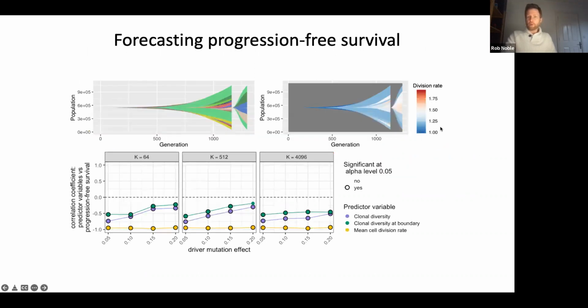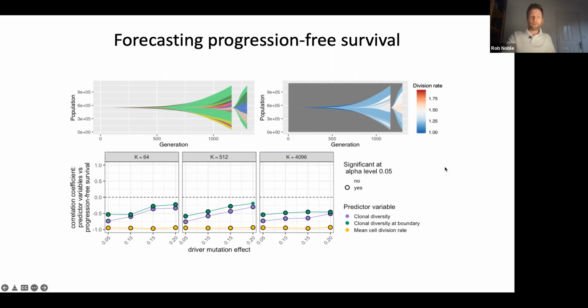So what we did in the model was we saw whether we could also forecast progression-free survival. We grew simulated tumors, and these tumors could acquire not only driver mutations, but also, rarely, resistance mutations, which had no phenotypic effect. Then we introduced the treatment, and when that happened, we eliminated all or nearly all of the cells. If the tumor grew back, we measured how long it took to grow back. And we saw whether the intratumor heterogeneity just before treatment predicted how rapidly the tumor grew back.